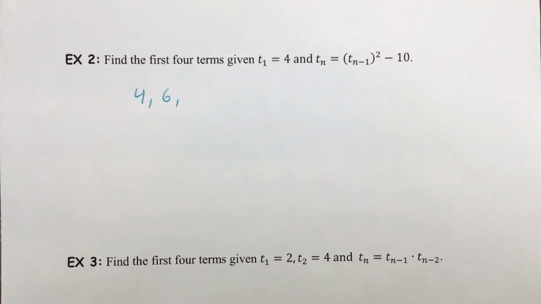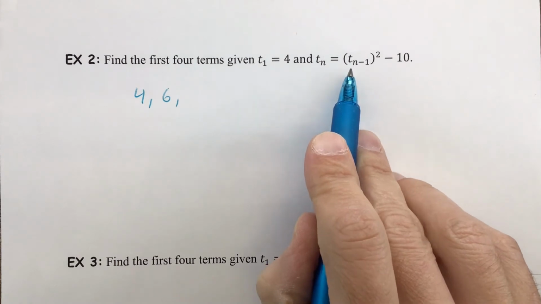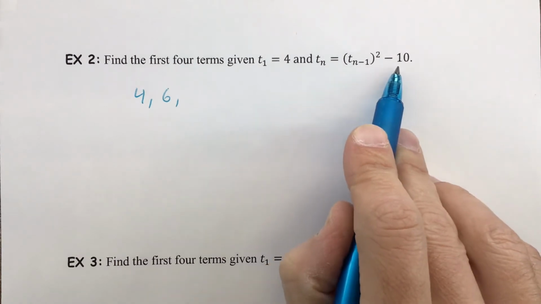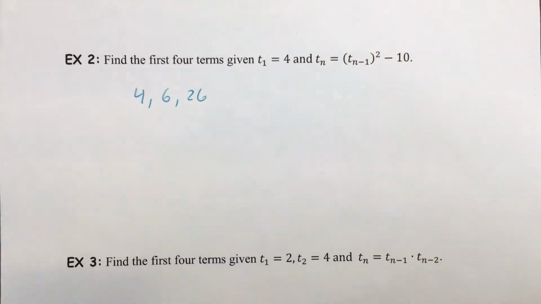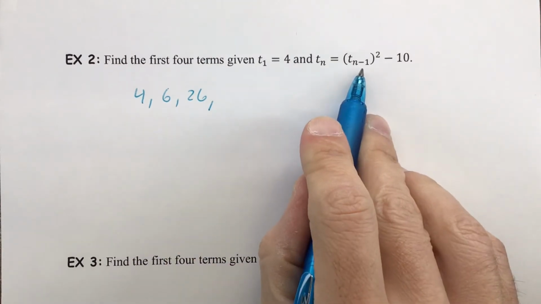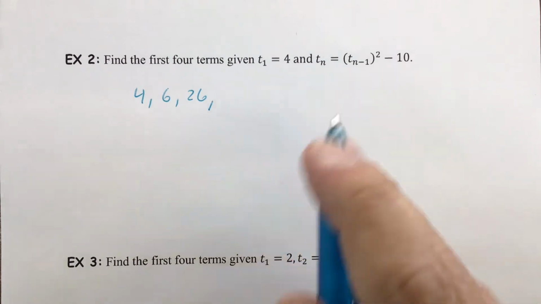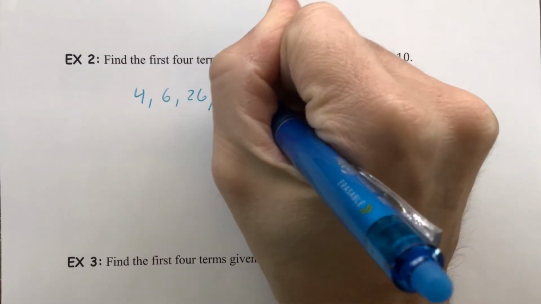Then after that, you take this answer and just plug it in again. You're going to have 6 squared, which is 36. Take away 10, will give you 26. And then for T4, we take 26 and square it, which gives you 676, which will subtract 10 to get 666.